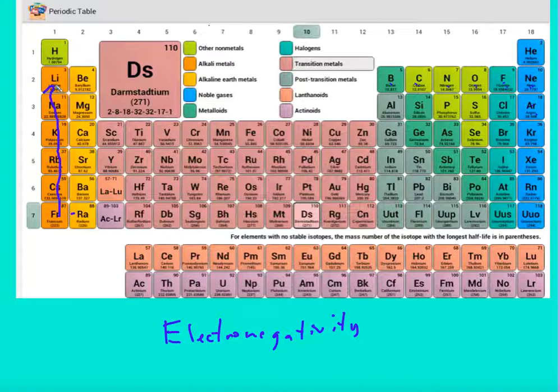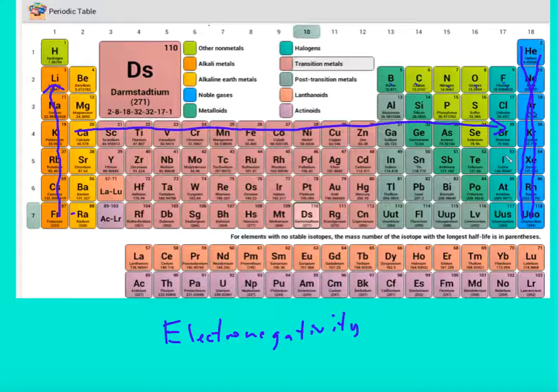So electronegativity increases going up a group, and it also increases as you go from left to right across the period. There is one exception: the noble gases are not given an electronegativity value. They have a full valence shell, so they don't attract electrons to themselves. So they're not given an electronegativity.